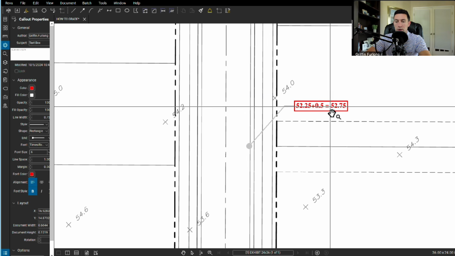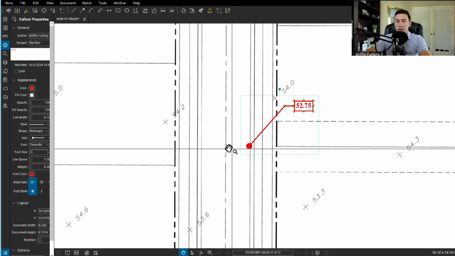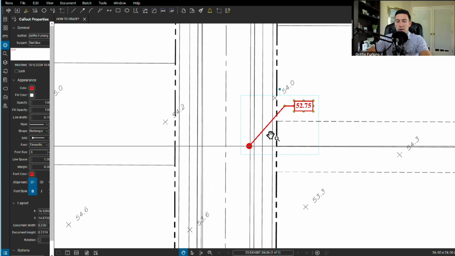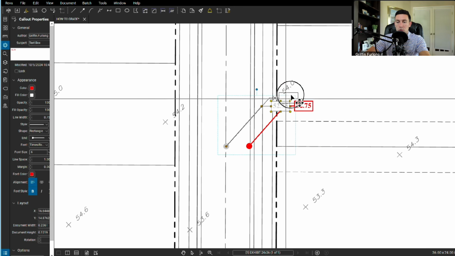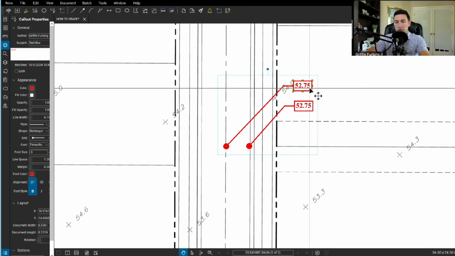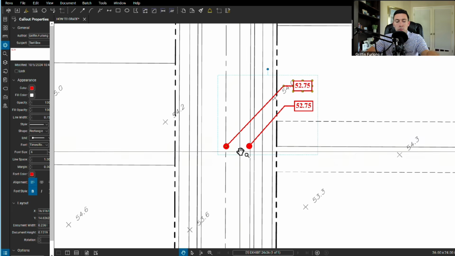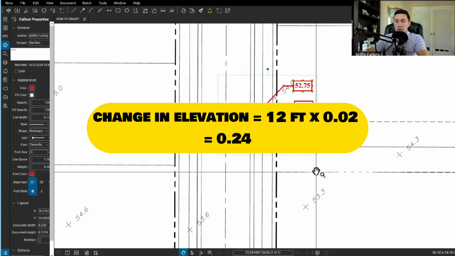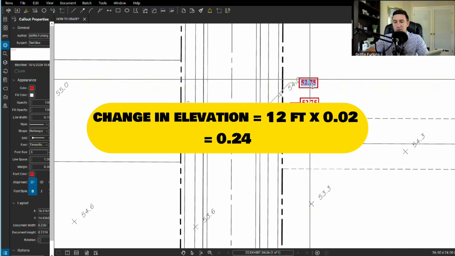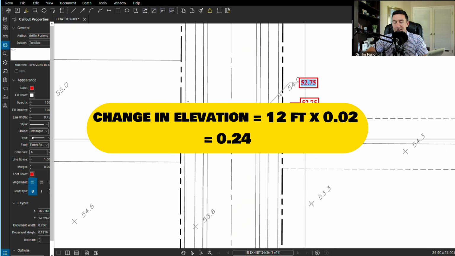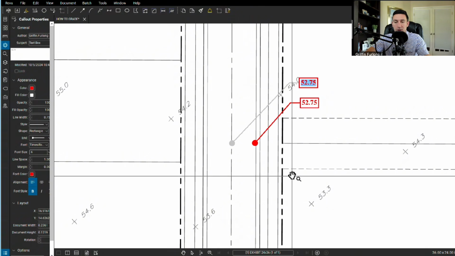So let's start with our low points. So typically on a grading plan, you need a point on the center line and then the edge of pavement. So like I said earlier, since we're sloping up to the road center line or away from the center line, this is going to be a 0.24 drop. And if you wanted to do the math there, we can do 52.75 plus 0.02, because that's 2%, times the width of the lane, which is 12 feet wide in this case. Now for quick math, you can always multiply the lane width by 2 and move your decimal place over 2 times, but that's just some advanced math.